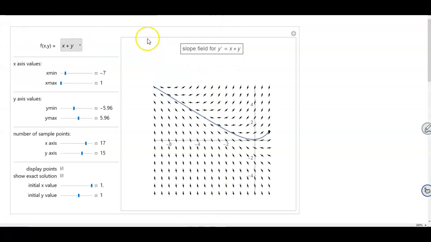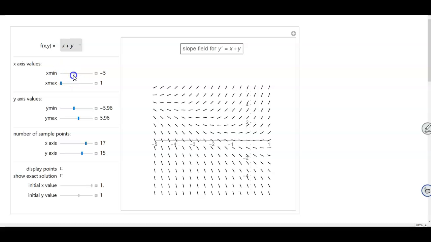So I'm going to go ahead and open up our example here. This is the function f of x, y equals x plus y, which is what we have in our example. So here are the x values. We have the x minimum values and x maximum values, so it depends on what it's going to look like depending on the value of x. And then we have our y-axis values, the y minimum, y max. Then we have the number of sample points.